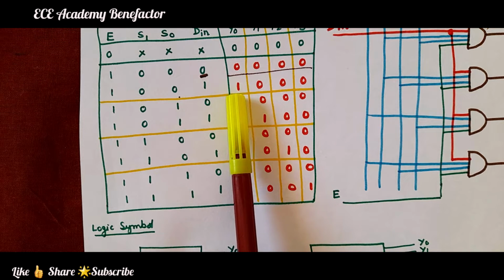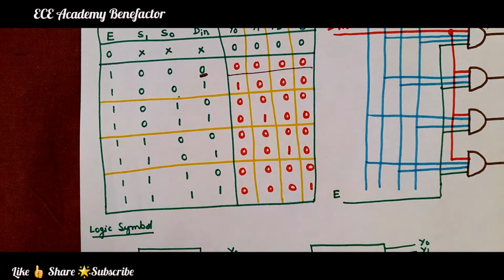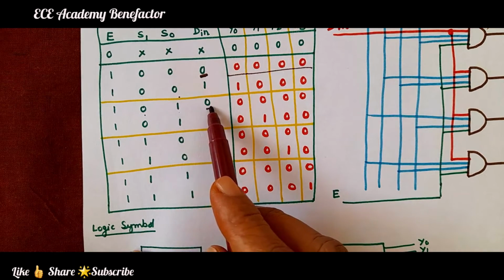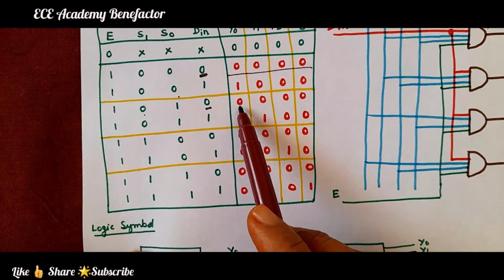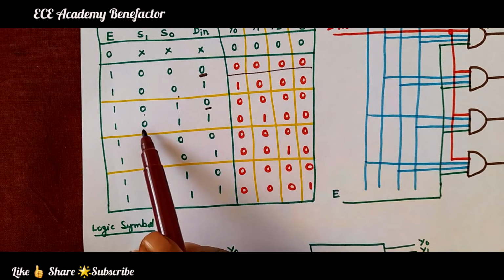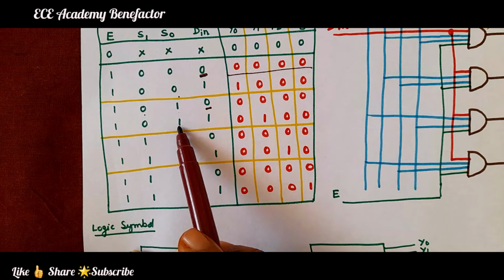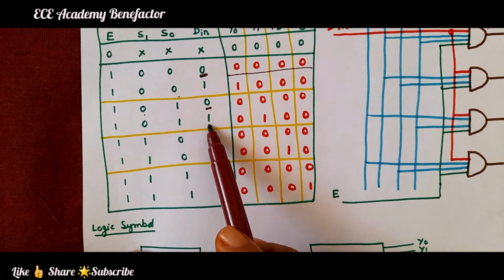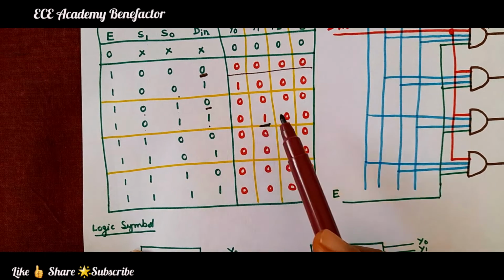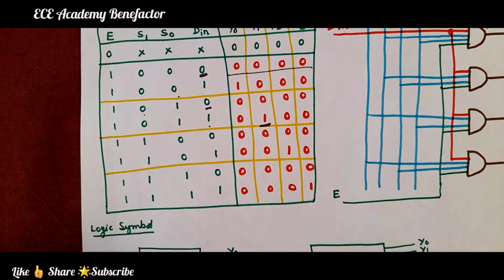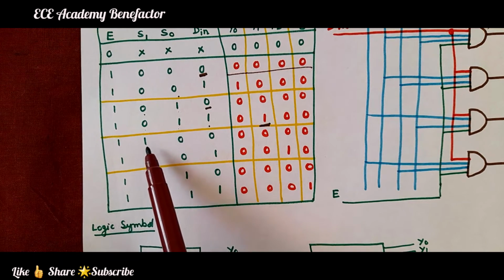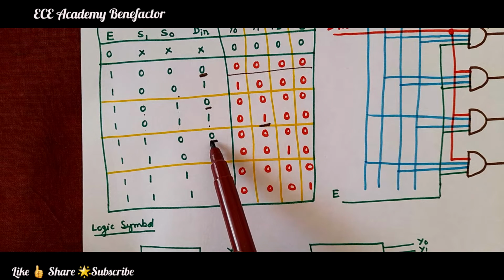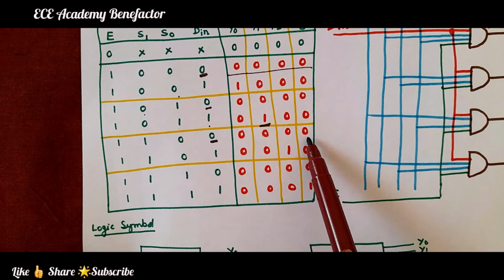so Y0 will become 1. Now here the selection lines become 0, 1, but the data is 0, so the output will be zeros. Now the selection line is 0, 1, and the data input is 1, so Y1 will become 1 and all others will be held to 0. Now the select lines are 1, 0 and the data is 0. When the data is 0, the output is going to be 0.